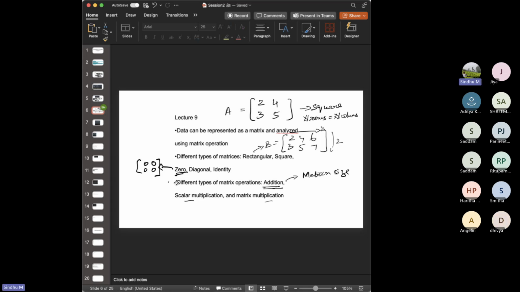So addition is again just like what we saw for the vector case. It will be a term by term addition. So here we have to add 2 plus 5 and here 4 plus 7, and here these two corresponding terms 3 plus 6, and these two corresponding terms 13.